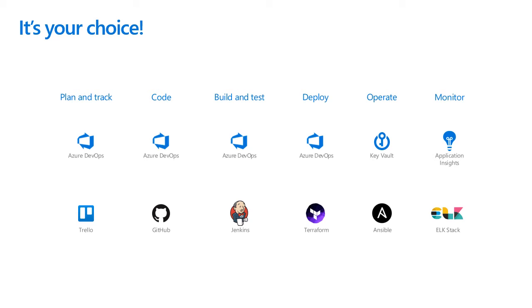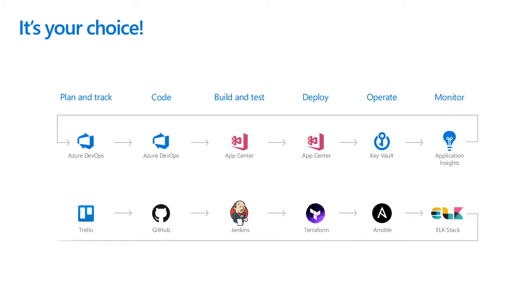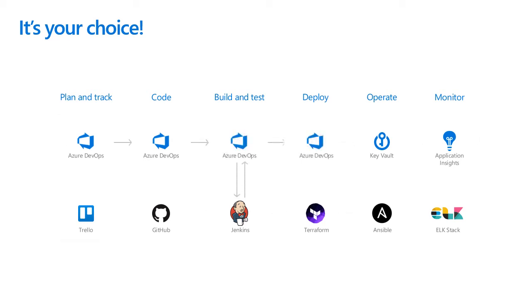So to summarize, it's actually your choice. So here's an example of the whole DevOps process from planning, tracking to coding and building and testing to deploy to operate and monitor using exclusively first-party Azure DevOps tools. But you can also combine that together with open source tools, such as, for example, I've seen customers using Jenkins for build and test, Terraform for deployment, Ansible for operations, and the ELK stack for monitoring. At the end of the day, it's really your choice of what you want to do.